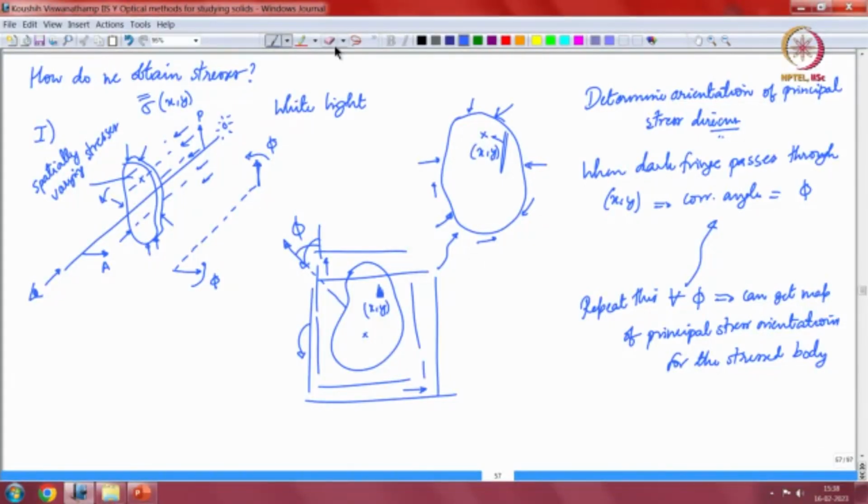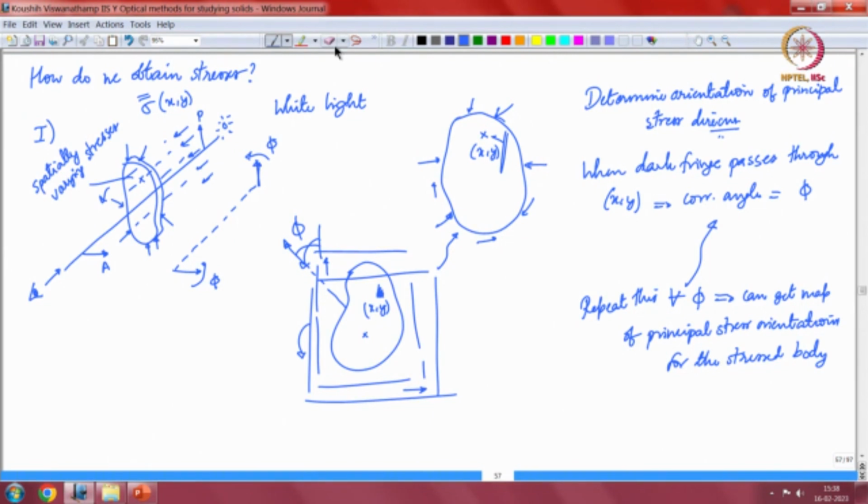The algorithms are somewhat similar, except there is a strain optic law and surface stress optic law and so on, but the schemes are nearly identical. So before we go there, let me just backtrack and see where we were. We had this summary of how to obtain the stresses.